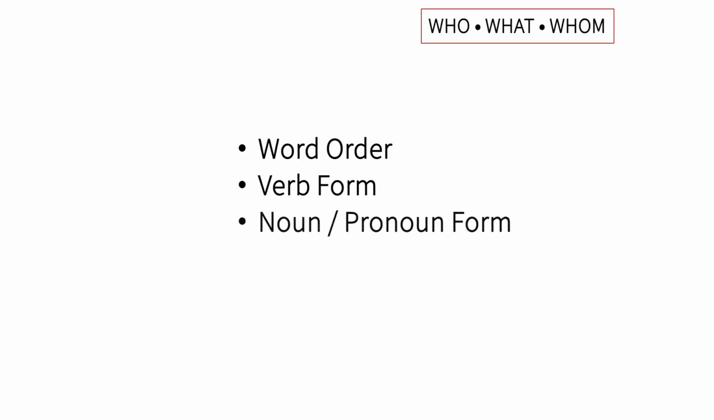All languages allow their speakers to communicate who is doing what to whom. Structurally, languages do this in three distinct ways, either by word order, by changing the form of the verb, or changing the form of the noun or pronoun. One way to communicate who is doing what to whom is by using the order of words.